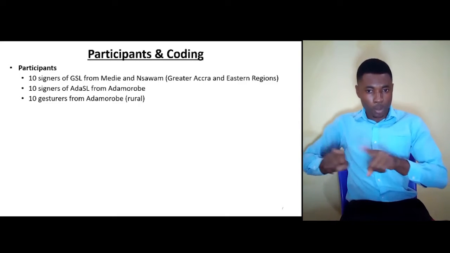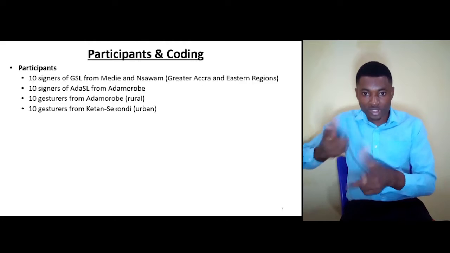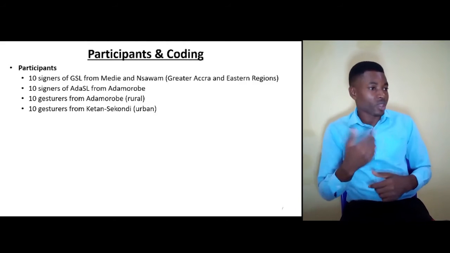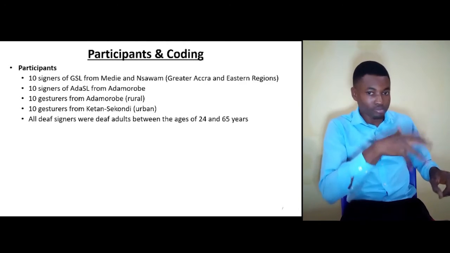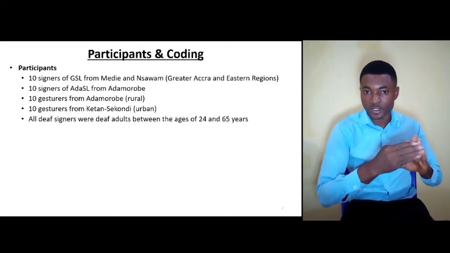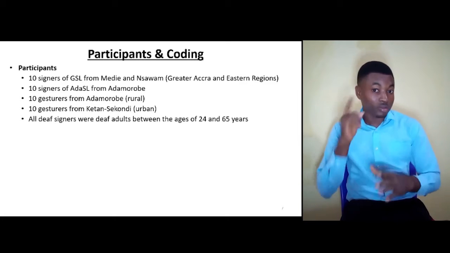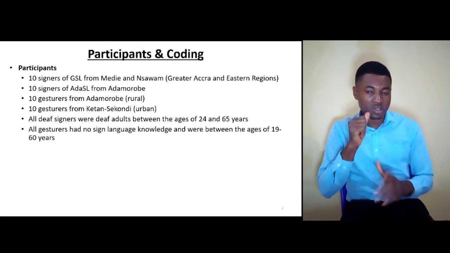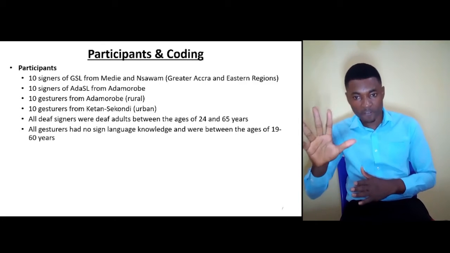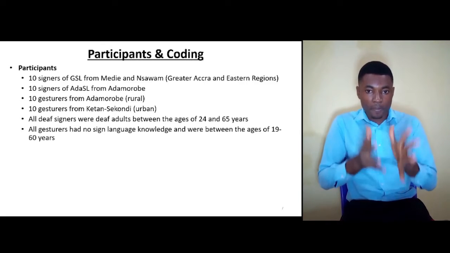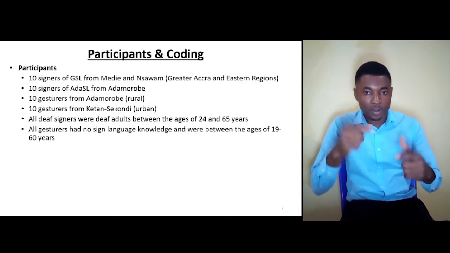do not sign Adambope Sign Language, then 10 gesturers from an urban city. All signers, or all deaf signers, were deaf adults between the ages of 24 and 65, and all gesturers had no sign language knowledge and were between the ages of 19 and 60.